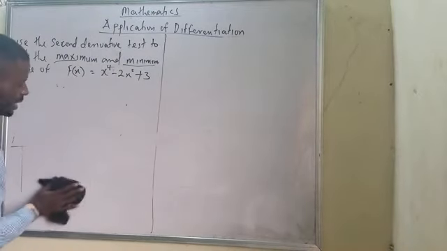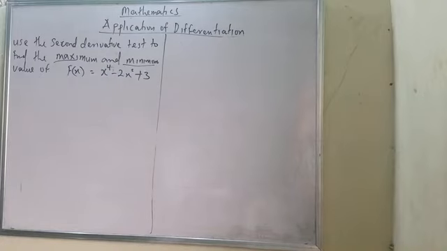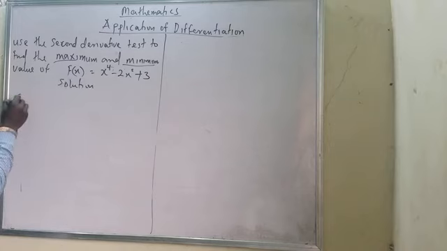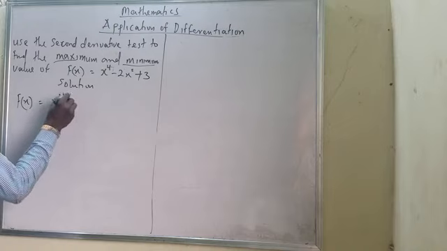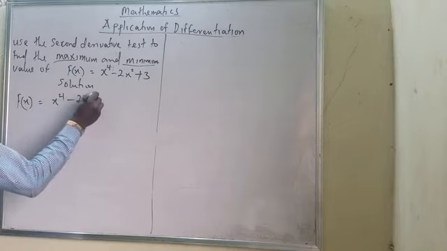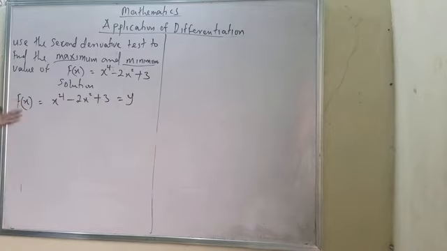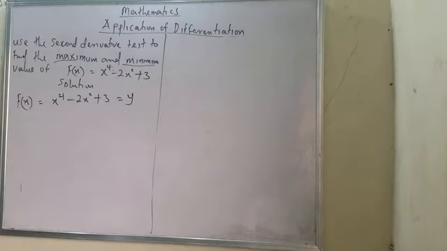Now, with this, let me try to solve the problem above, which will really help us. Solution to this problem. I have my f of x equals x to the power 4 minus 2x squared plus 3, which we also call y. A function is like a mapping, a direct image and pre-image.